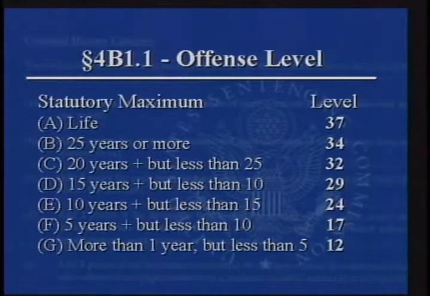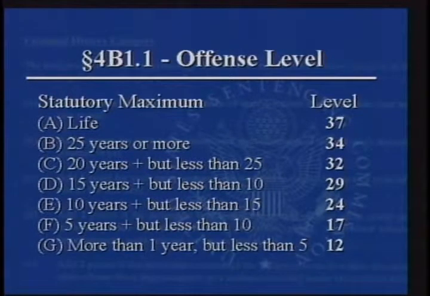So in the first case, if the offense of conviction carries up to life imprisonment, the new offense level under a career offender would be a level 37. And as you move down the table, you can see that as the statutory maximum decreases, the offense level also decreases down to level 12 if you have more than 1 year but less than five.